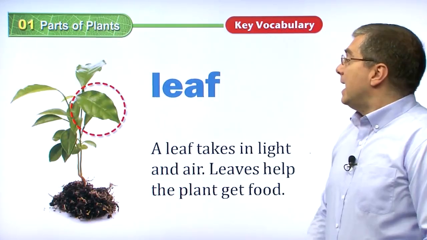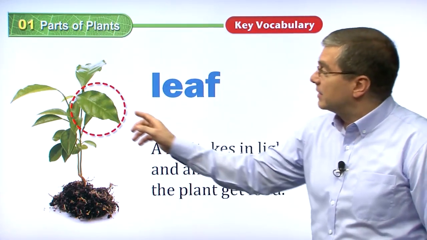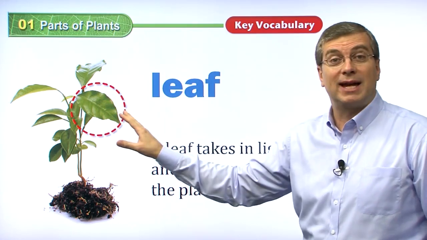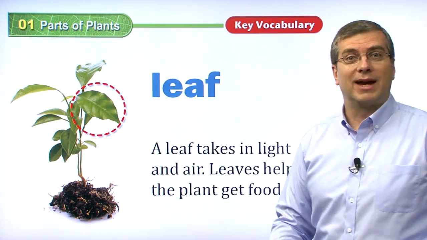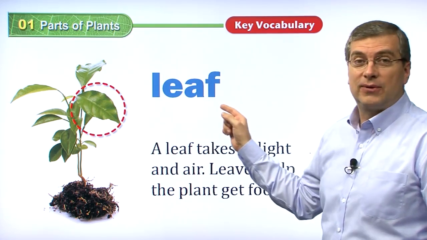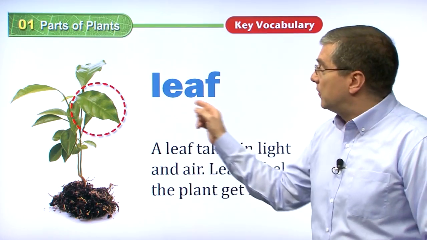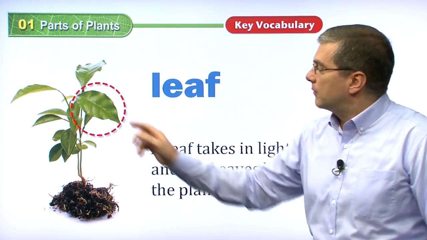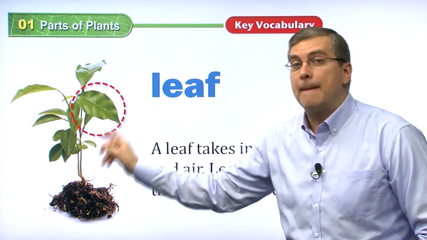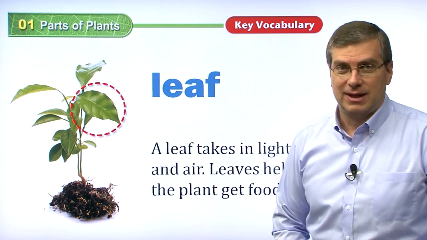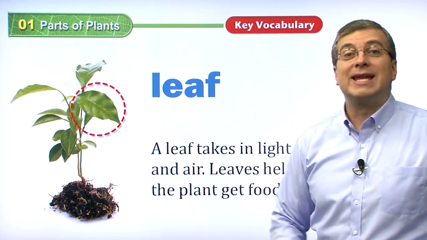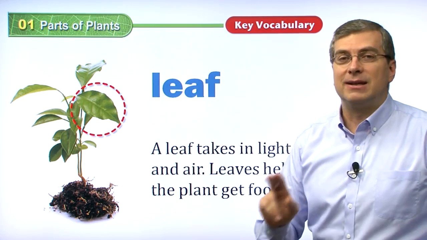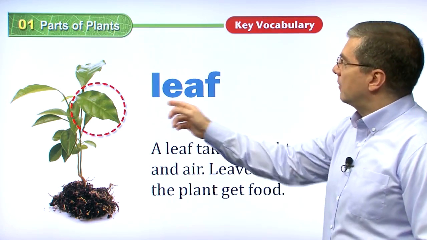Okay, let's move on. Here we have a leaf. These are the top parts of the plant. You see these big green things. Most plants have these. What are they? Of course, they are the leaf. Now be careful, leaf is singular, one leaf. But of course, plants have many, many leaves. So if we talk about singular leaf or plural, leaves. Okay, so here we have leaf.